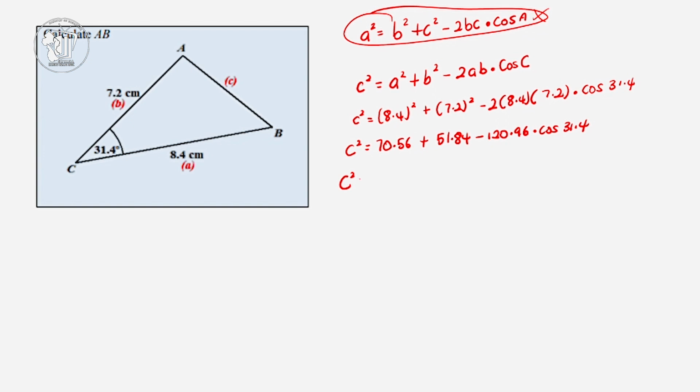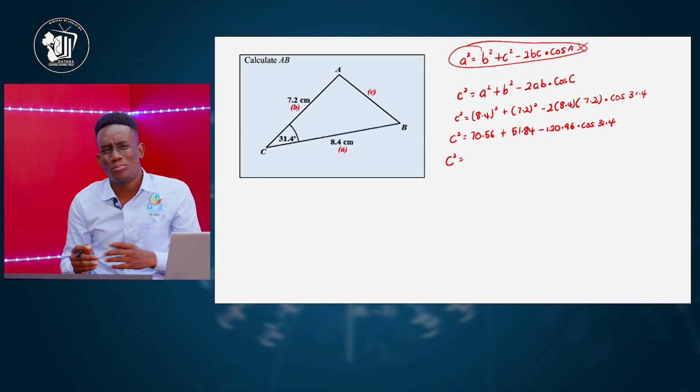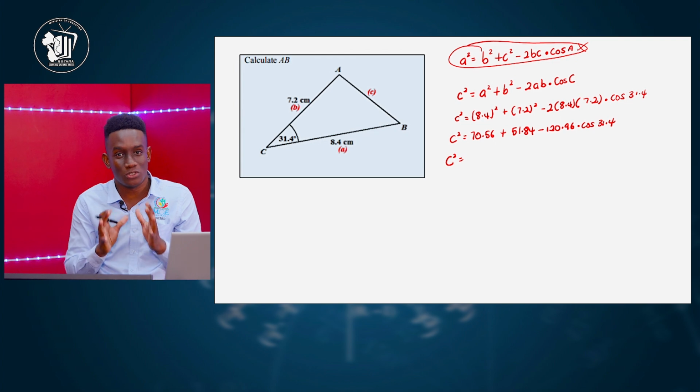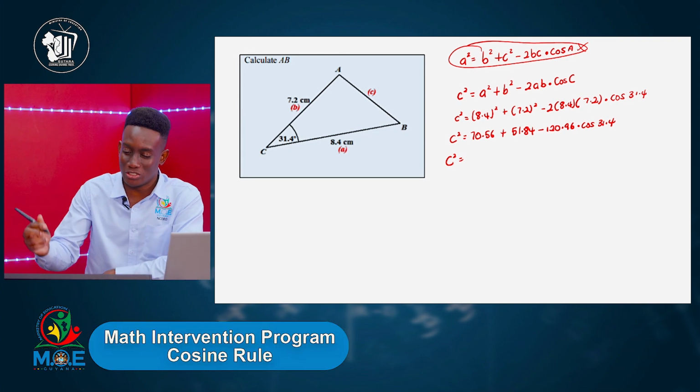So c squared will be equal to, what you can do is either punch this entire thing in your calculator as it is, or you can do it piece by piece. I'll just do it piece by piece to show you the logic behind it.